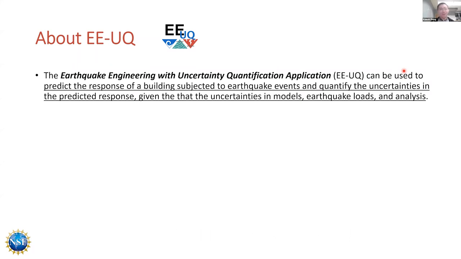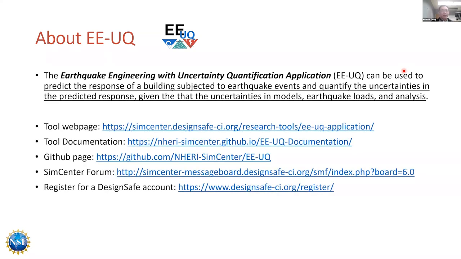The long name for EE-UQ is earthquake engineering with uncertainty quantification. The idea is that we want to predict the response of a building structure subjected to earthquake events, but also quantify the uncertainties inherited from ground motion uncertainties, structural modeling uncertainties, and also some analysis uncertainty.